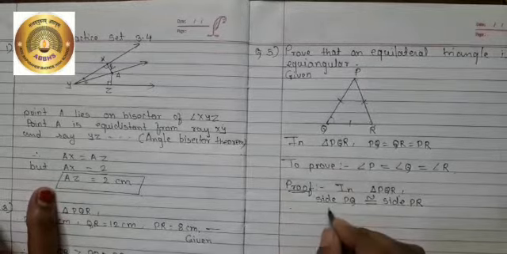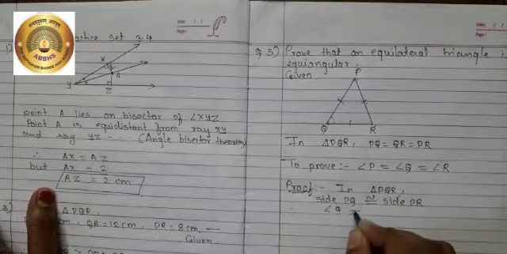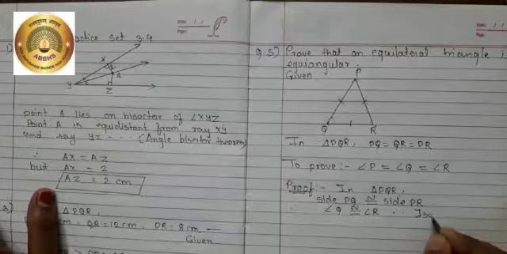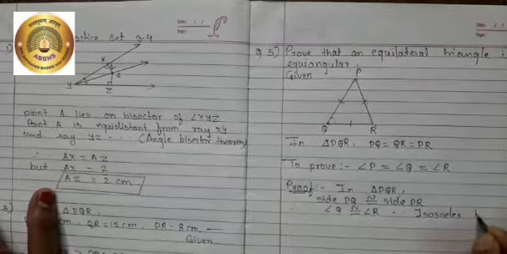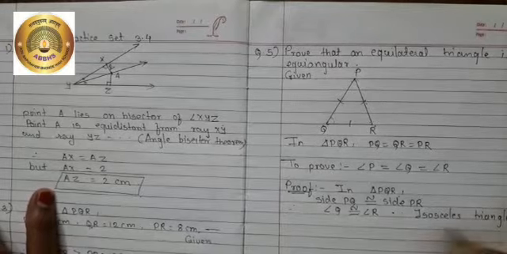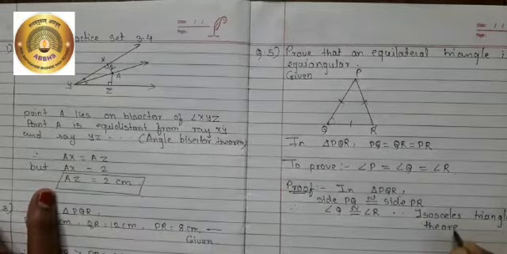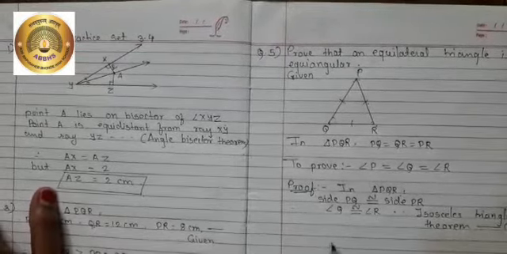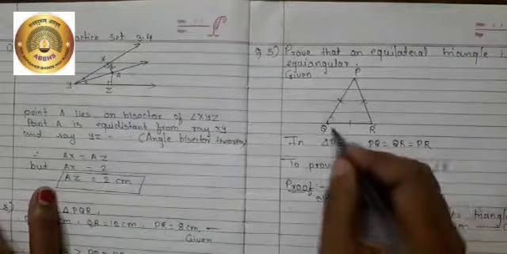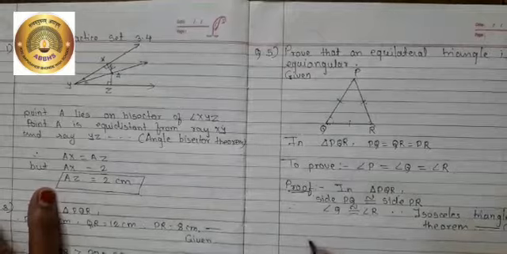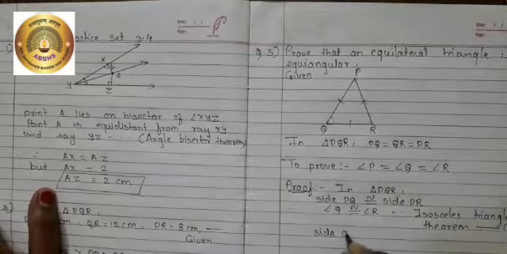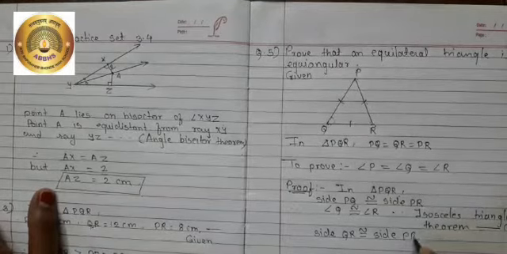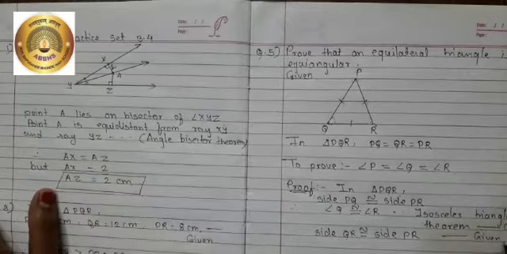Therefore we'll say that angle Q is congruent to angle R, because of the isosceles triangle theorem. Here we'll give equation 1. Now one more pair I will show. Here I'll show QR and PR. So I'll write side QR is congruent to side PR. This is given. Here also given.